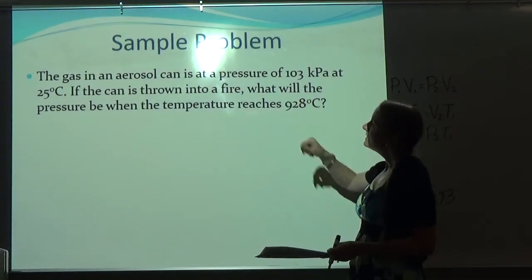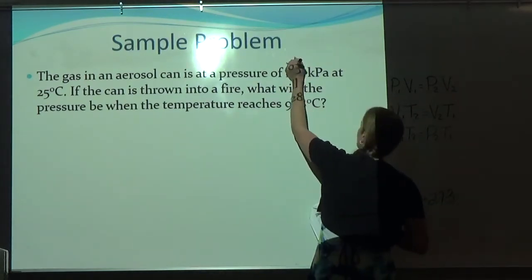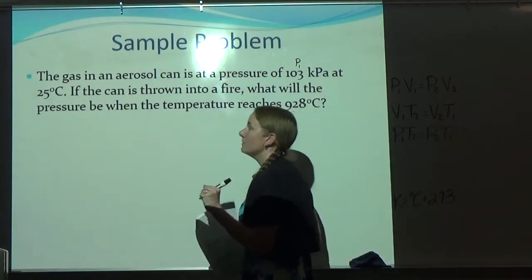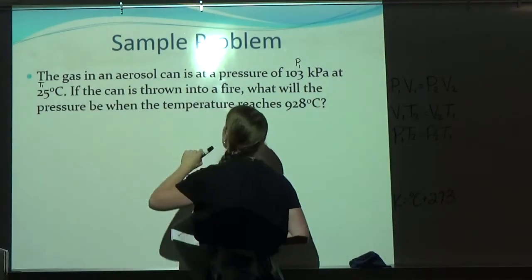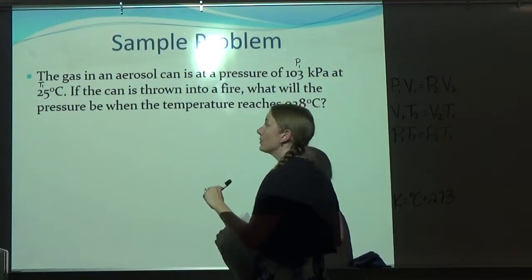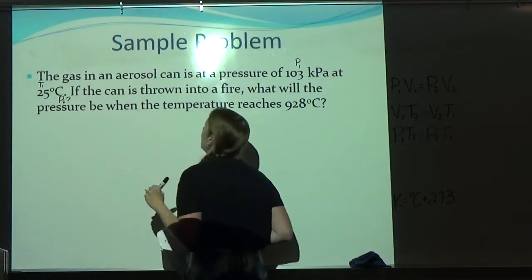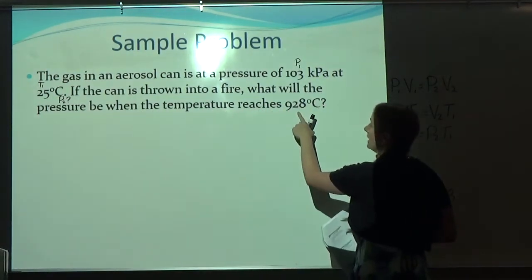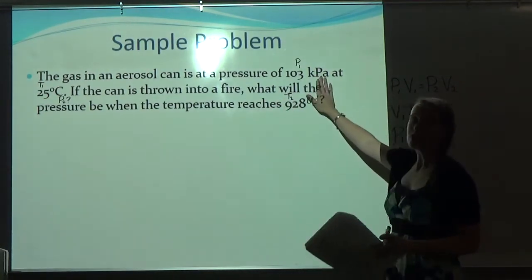So the gas in an aerosol can is at a pressure of 103 kPa, so there's my P1, at 25 degrees Celsius, so there's my T1. If the can is thrown into a fire, what will the pressure be? So I'm looking for P2 when the temperature reaches 928 degrees Celsius. So there's my T2.